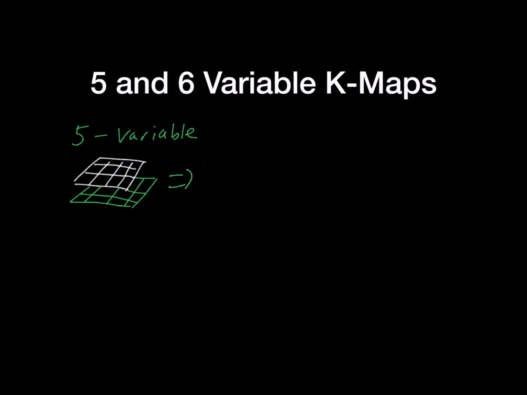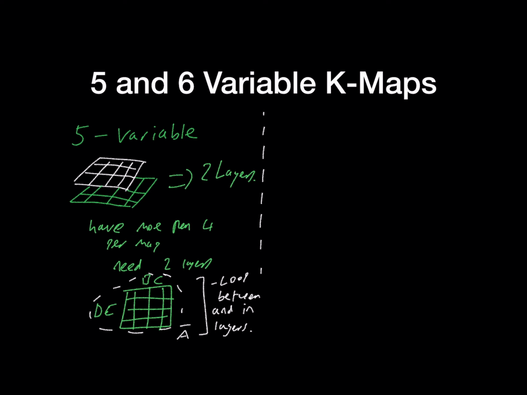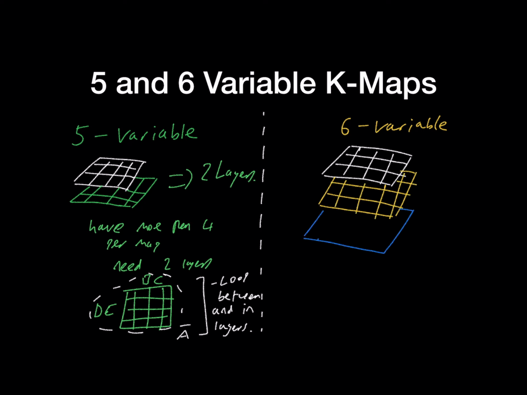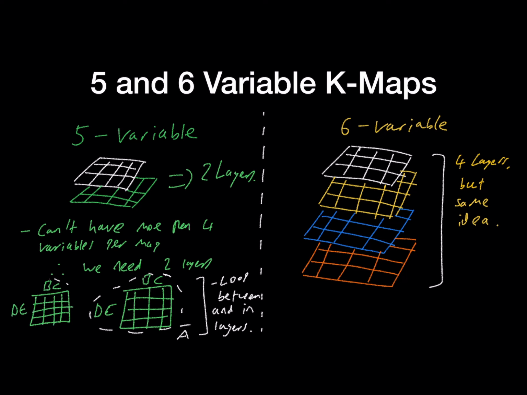Moving on to 5 and 6 variable Karnaugh maps. We can see that this is representative of the rules that would be needed for 7, 8, and more variable maps. We can see that we need multiple layers, but as we can only have 4 variables on a map at a time, a layer needs to correspond to a certain variable not changing, such as A and A naught in the 5-variable case. The same rules of Karnaugh maps apply, but we can loop between layers as well.